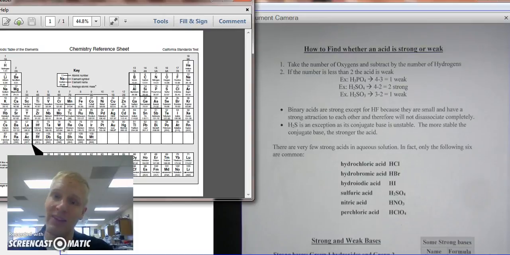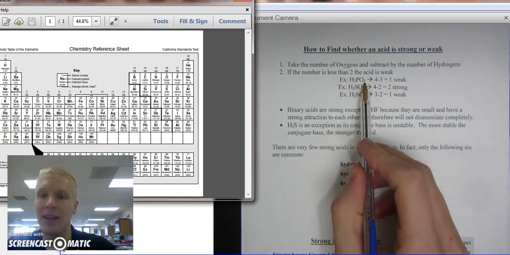If you don't want to memorize them, you could remember that if you take the number of oxygens minus the number of hydrogens, it's going to give you a number. If that number is 2 or more, it's strong. However, that only can occur if you have oxygens in your acid.